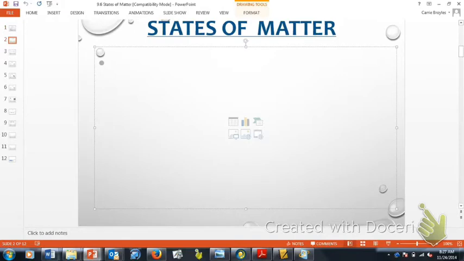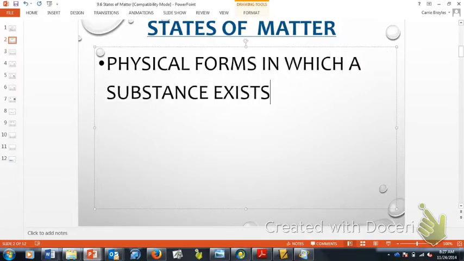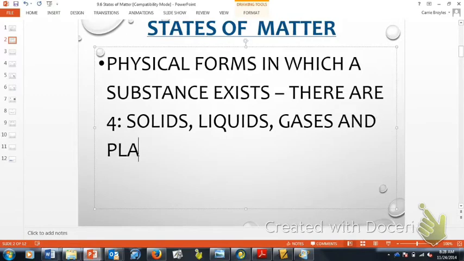So when we talk about what states of matter are, they are the physical forms in which a substance exists. And there are 4 of them. They're going to be, of course, solids, liquids, gases, and the not so much known plasmas.